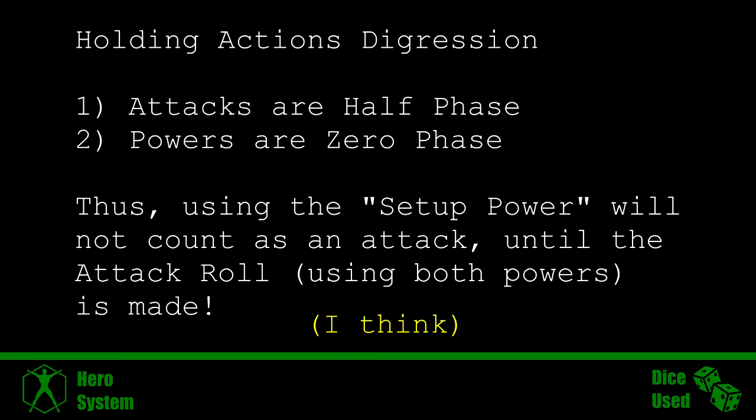This is also consistent with the rules for holding actions, which I won't go into too much detail on. The short version, as I understand it, is that attacking is a half-phase action, using a power is a zero-phase action. You can hold actions until a specific time, and then use them. So, using the NPA is preparing the more powerful attack as a zero phase, and then launching it at a later time can be the half phase that you held.